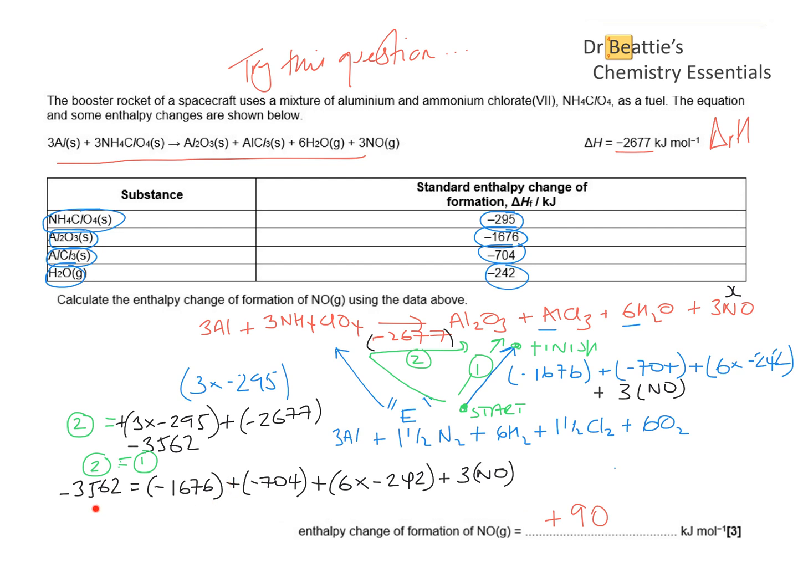This is a plus, so it will become negative. This is a plus, so it will become negative. And as we're leaving this on this side, it will be plus 3NO. And so here you can see all of those sign changes as a result of it going across the equal sign. So it's looking rather busy at the moment.